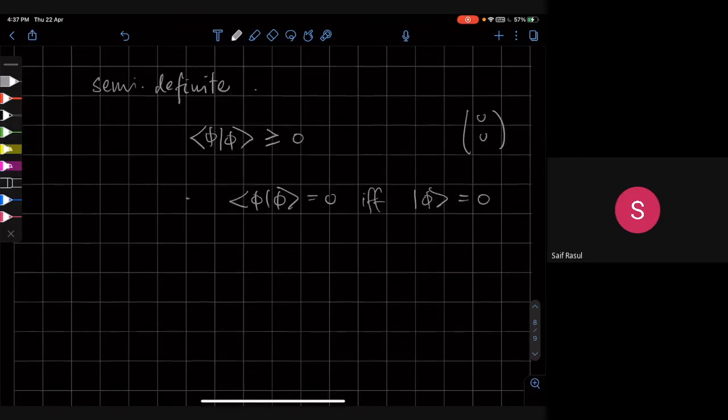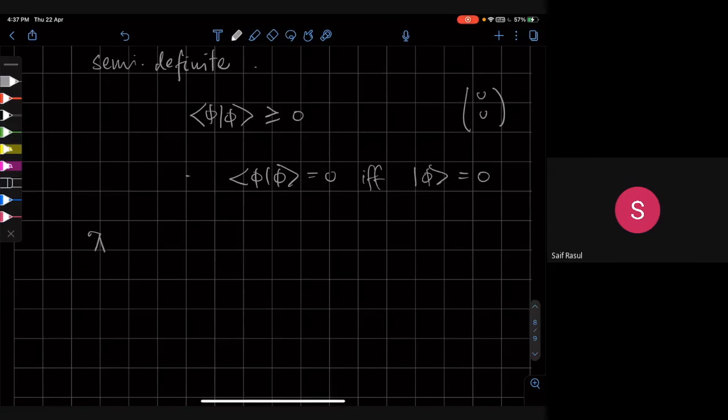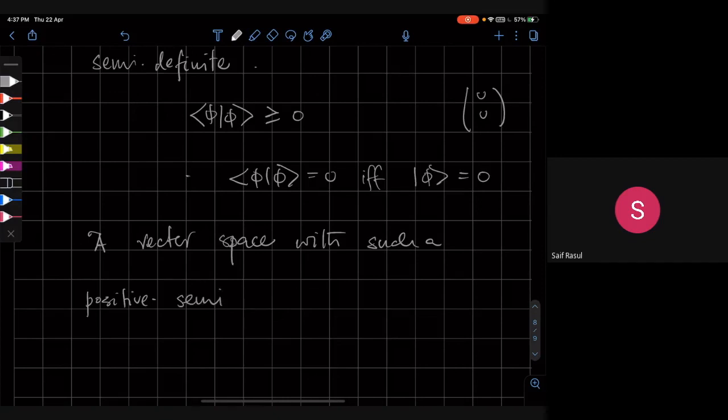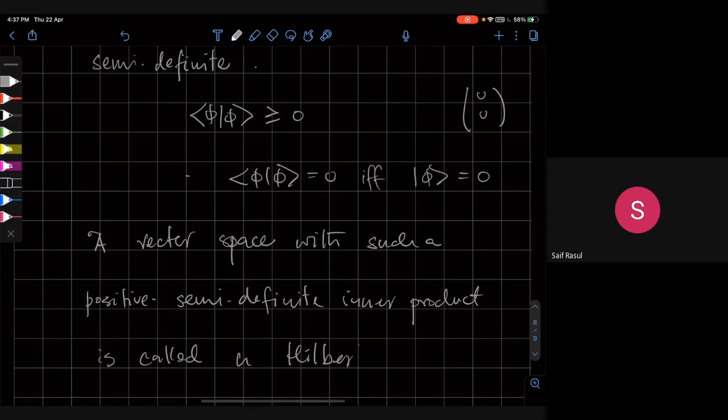Okay. So a vector space with such a positive semi-definite inner product is called a Hilbert space. And that's named after David Hilbert.